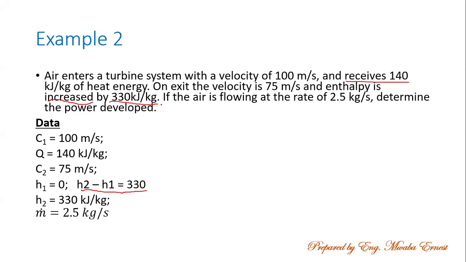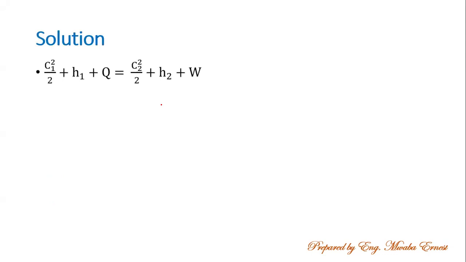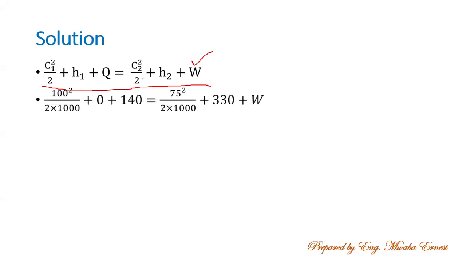Mass flow rate we've been given is 2.5 kg/s. Now here's our solution. We're using the shortened version of our steady flow energy equation, the one we ended up with, which gives us KE, enthalpy, heat energy. Repeated there, but where there's heat, we end up with work on the exit side. So we can do the substitution. This is 100 squared divided by 2 by 1000 for converting purposes. In our data, our H1 is 0.